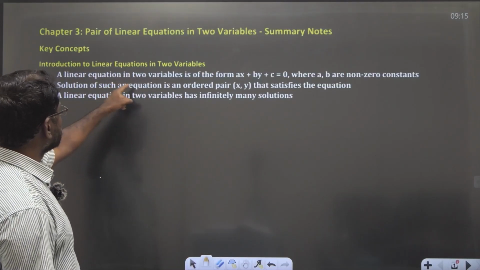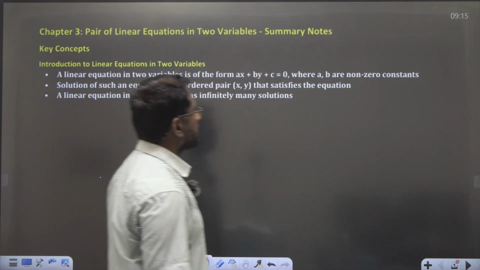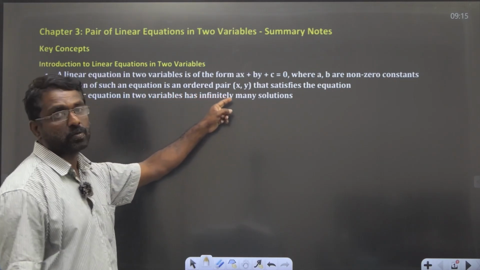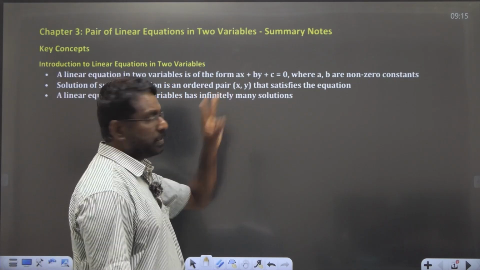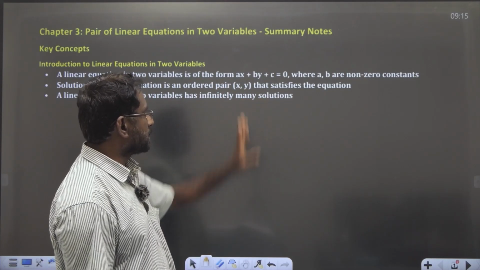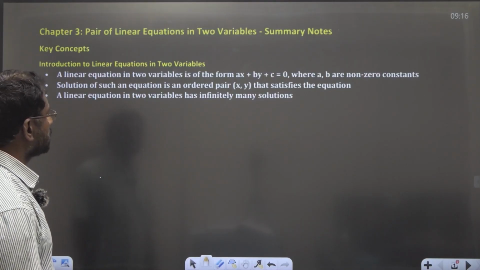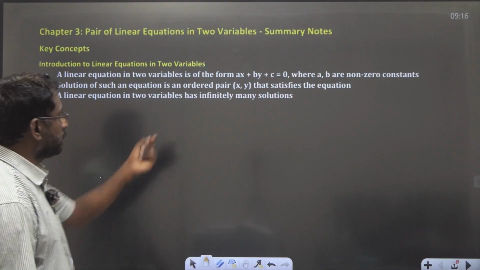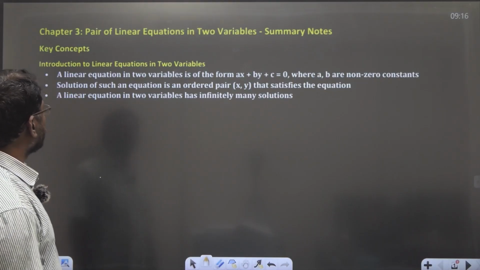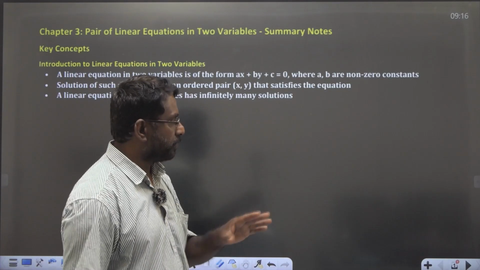A linear equation in two variables is of the form ax plus by plus c is equal to 0, where a and b are non-zero constants. The solution of such an equation is an ordered pair x comma y. That means there will be two values, one for x, second for y, that satisfy the equation. Okay. A linear equation in two variables has infinitely many solutions. There will be minimum two solutions, and there can be infinitely many solutions. Okay, we will discuss it later very clearly.